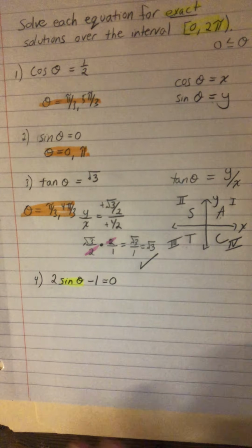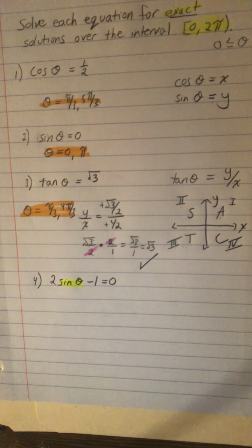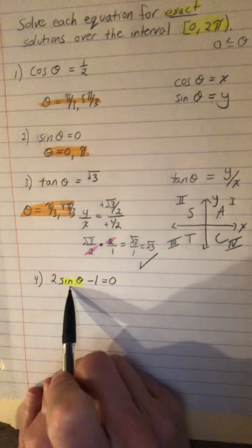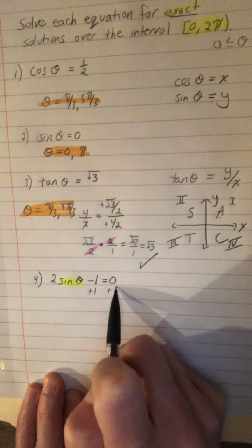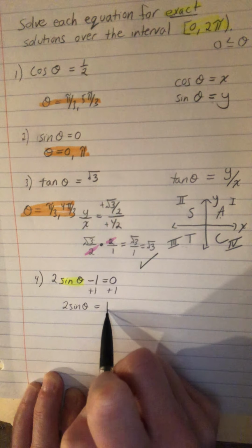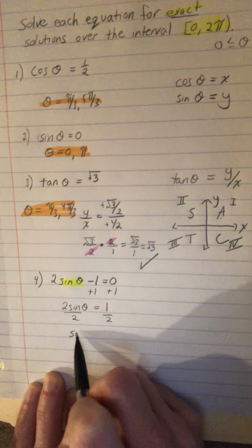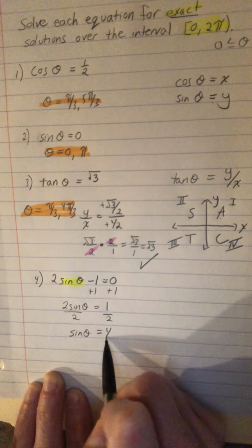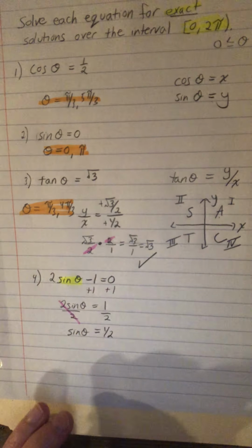So if I want to isolate that sine theta, we do the same thing we do with every other equation. We move addition and subtraction first, and then you divide by the number attached to the trig function. So in this case, I would first add the 1, and I would get 2 sine theta equals 1, and then I would divide by 2, and I would get sine theta is equivalent to 1/2, because the 2's on this side would cancel out.